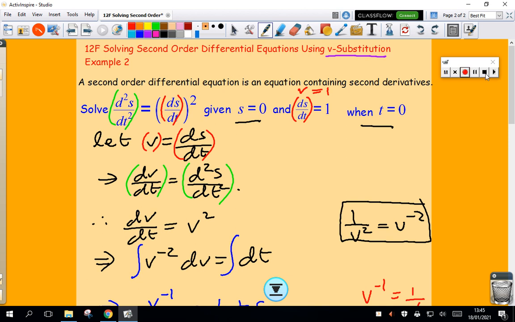And in our next class we'll be looking at a slightly different type of substitution to solve second order differential equations.